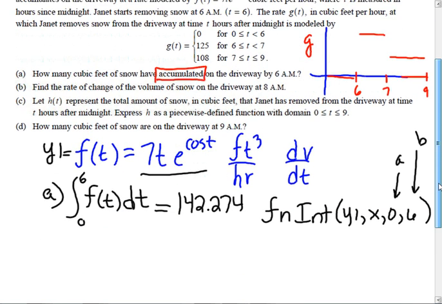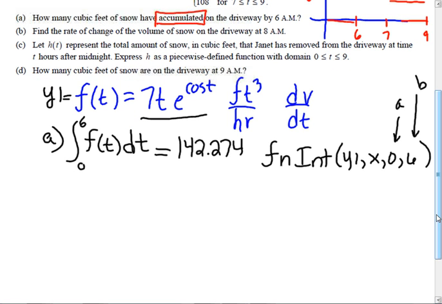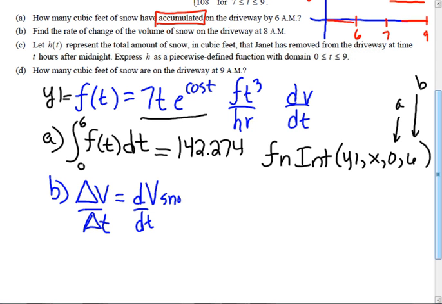Okay. B, find the change of the volume of the snow. I want the change in the volume. How do you get that? I want the change in the volume of the snow. Actually, I want the VDT of the snow minus the VDT of the removal.